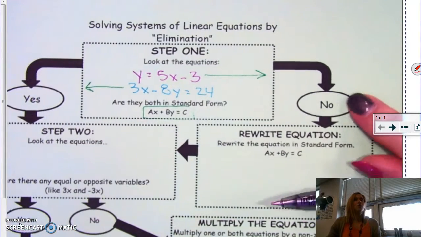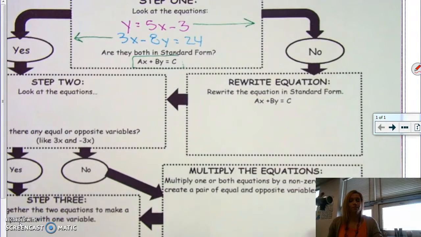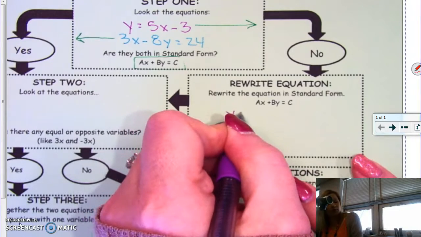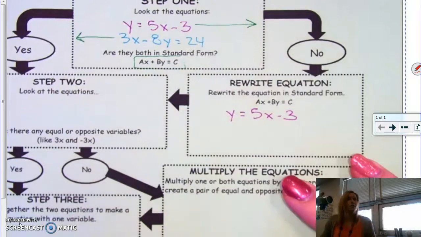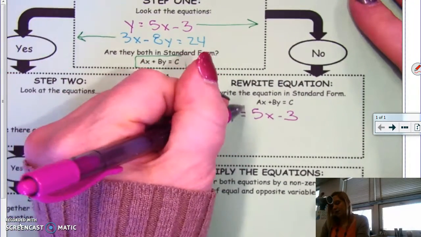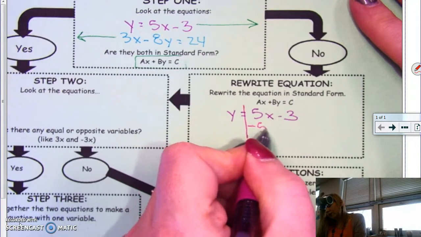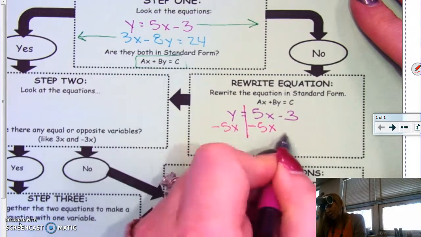All right, so for the one with the no, we're going to address that one first. So I'm going to rewrite the equation, and we're going to rewrite it in order to get it to be a standard form equation. So there is our slope-intercept form, and now we need to get the x to the other side. So how do we get the x to the other side? We have to move it, so we're going to subtract 5x from this side and minus 5x from the other side.